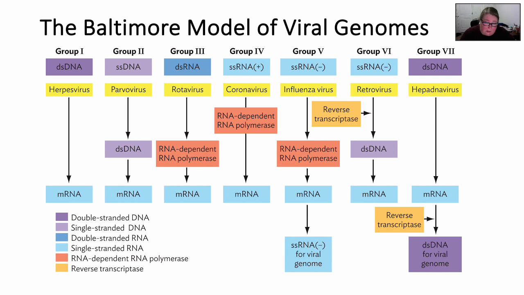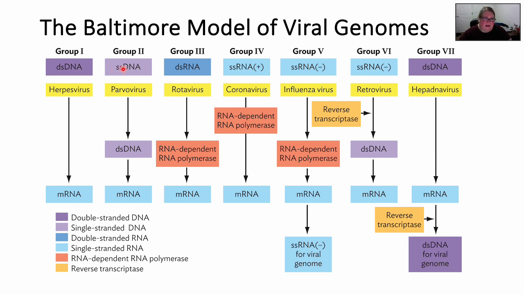So this is the Baltimore model. We have 7 groups, and each group has a different genome that it's going to classify. So we have group 1, which is our standard double-stranded DNA. These are things like the herpes virus. They can directly translate the double-stranded DNA to mRNA and make proteins that way. We have group 2, which is going to have single-stranded DNA. These are going to be things like parvovirus. We see this a lot in dogs.